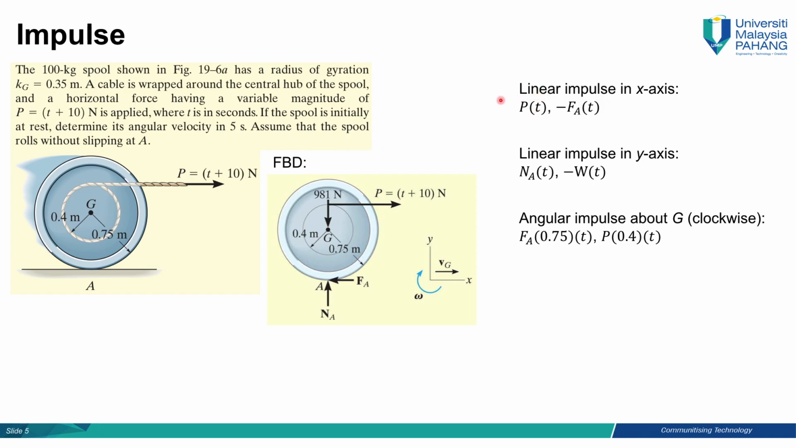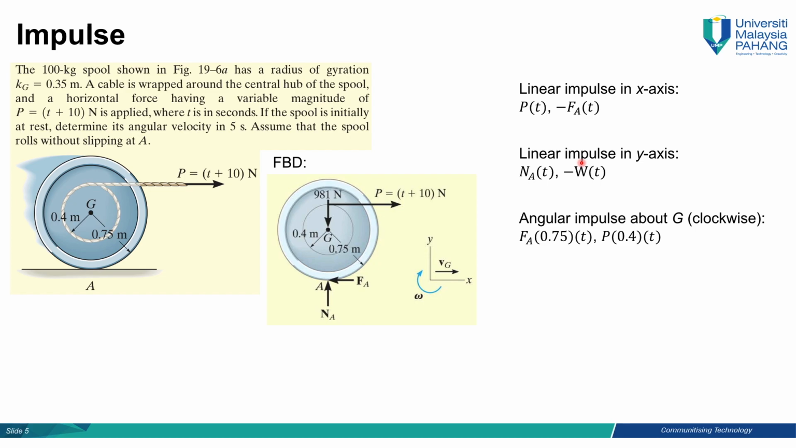The first one is we need to calculate the linear impulse in the x-axis. So let's take a look at the forces. We have two forces in the x-axis. One is force P, pointing in the positive direction of the x-axis, and the friction force, pointing in the negative direction. Remember, impulse is force times time. So we have two linear impulses in the x-axis: the force P times t, t here being 5 seconds, and also the friction force in the negative direction, so minus Fa times t.